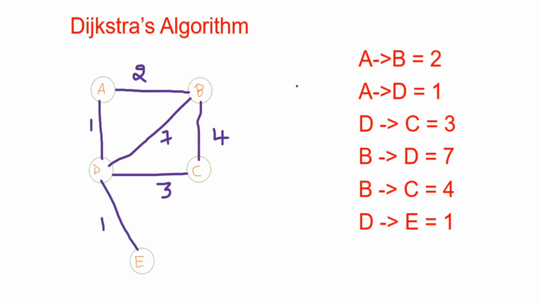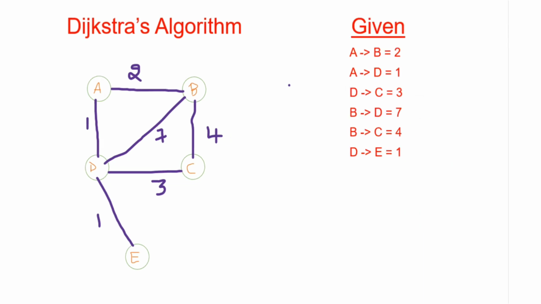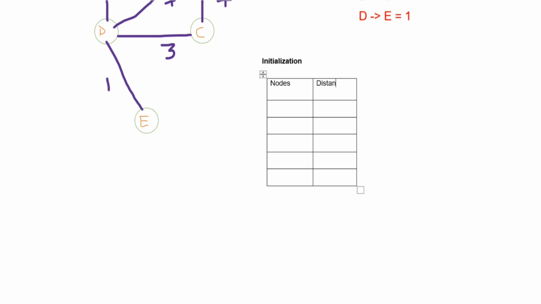Next, what I need to do, the first step, is the initialization step. I am taking a small table. The first column is nodes and the second is distance. The nodes are A, B, C, D, and E. First we initialize A to 0, and all the others to infinity. This is the initialization.